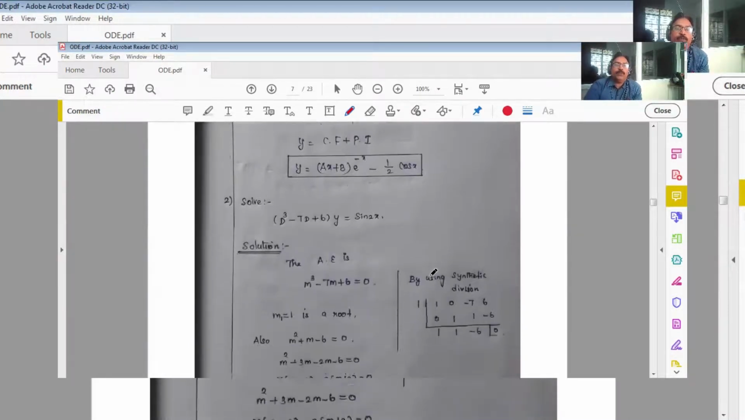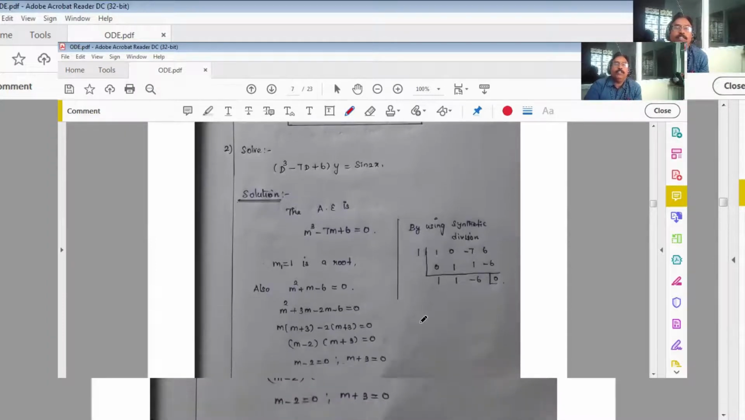Okay. So now a different problem. See, this is D cube. It is a cubic equation. There is no D square term. How to write this? D cube minus or plus 0 D square minus 7D plus 6, acting on y. Okay, that is the equation. You write the coefficients here. D cube coefficient is 1, D square coefficient is 0, D coefficient is minus 7 and the constant is plus 6.